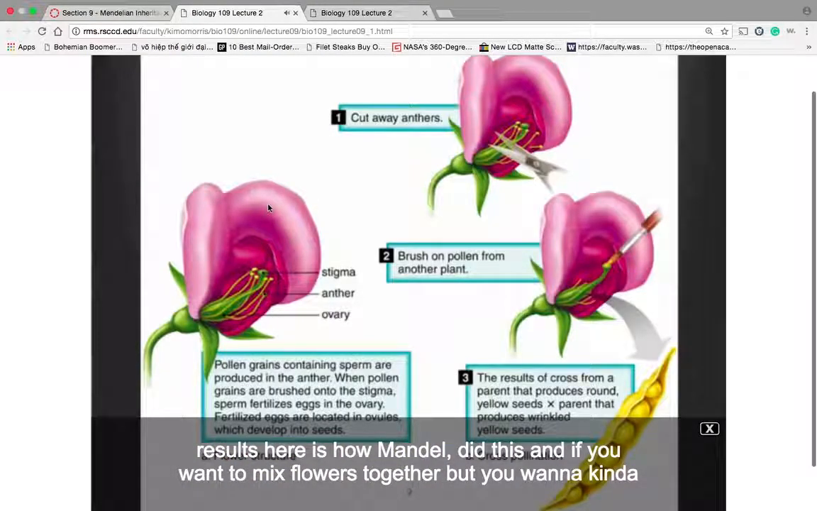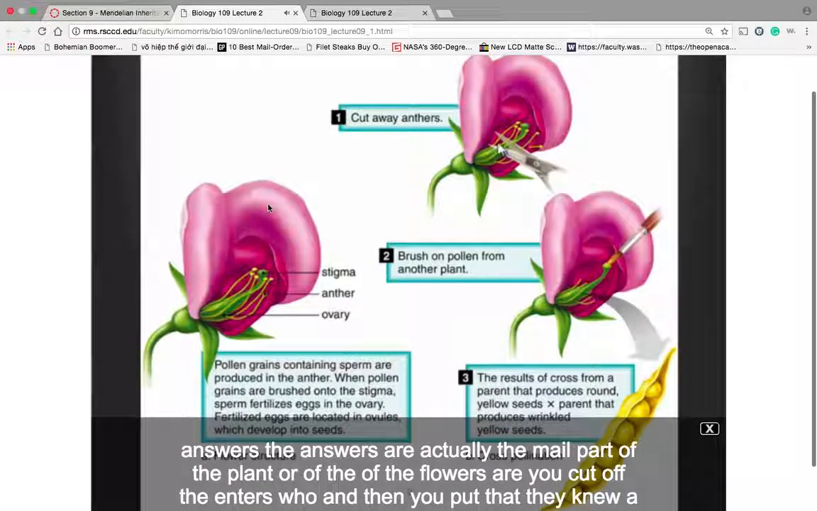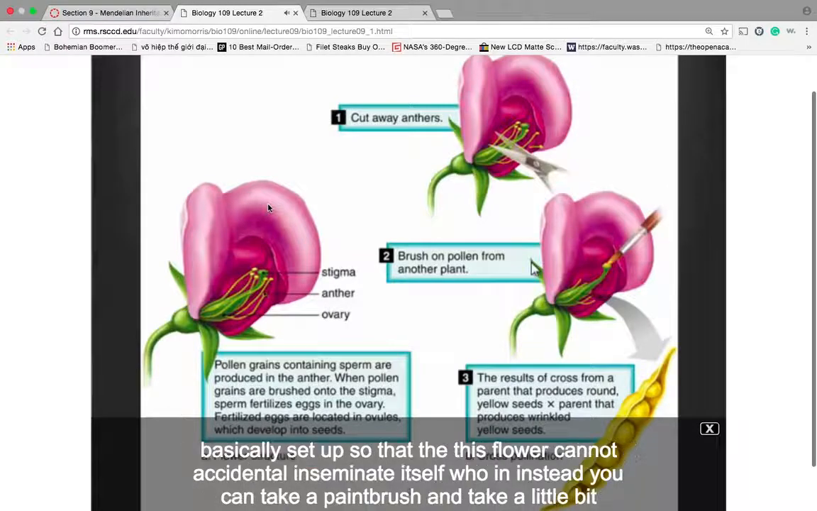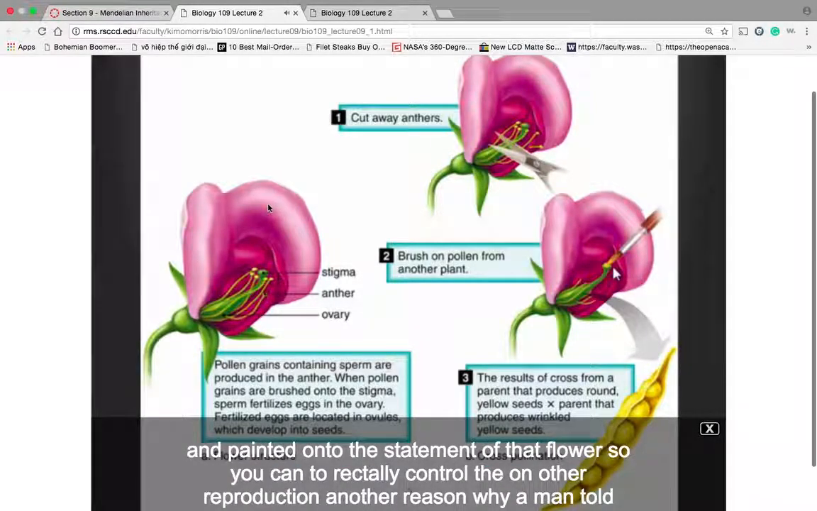Here is how Mendel kind of did this. If you want to mix flowers together, but you want to kind of control for it, what you can do is go into the flower and you can cut off the anthers. The anthers are actually the male part of the flower. So you cut off the anthers, and then you basically set it up so that this flower cannot accidentally inseminate itself, and instead you can take a paintbrush and take a little bit of pollen from some other flower that you specifically want and paint it onto the stamen of that flower so that you can directly control the reproduction.